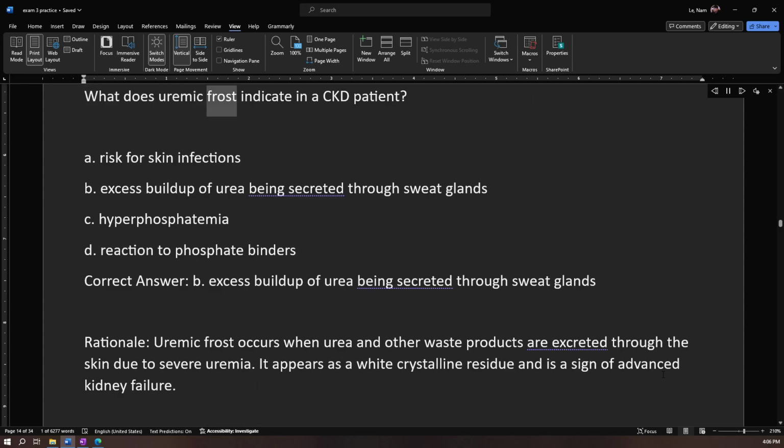What does uremic frost indicate in a CKD patient? A. Risk for skin infections. B. Excess buildup of urea being secreted through sweat glands. C. Hyperphosphatemia. D. Reaction to phosphate binders. Correct answer: B. Excess buildup of urea being secreted through sweat glands. Rationale: uremic frost occurs when urea and other waste products are excreted through the skin due to severe uremia. It appears as a white crystalline residue and is a sign of advanced kidney failure.